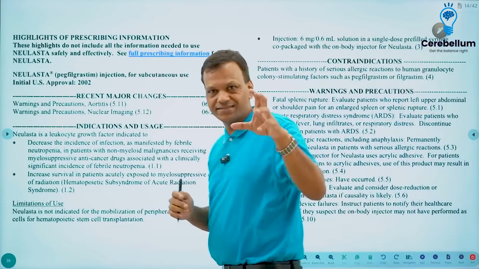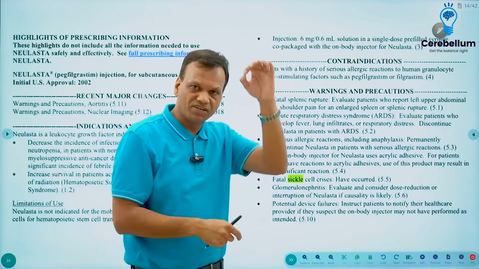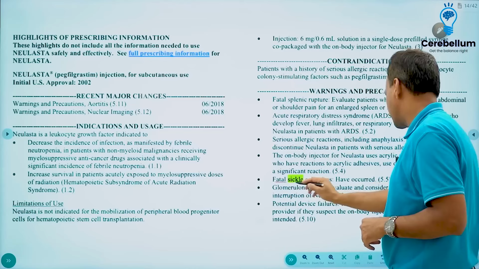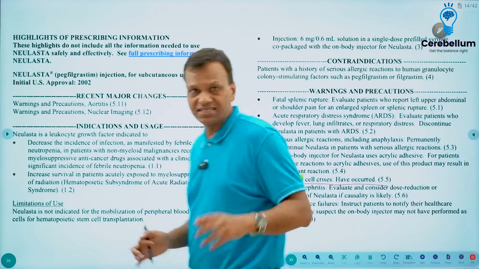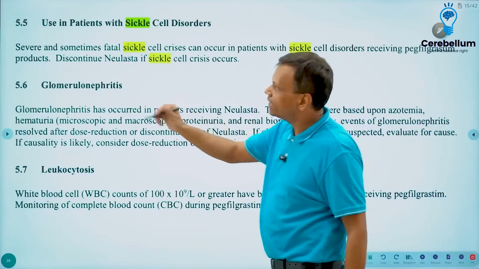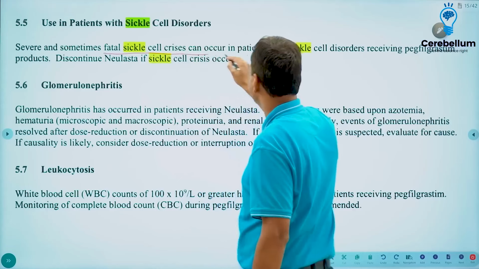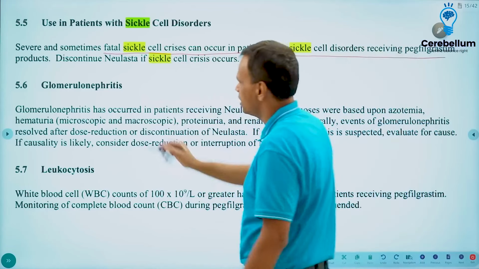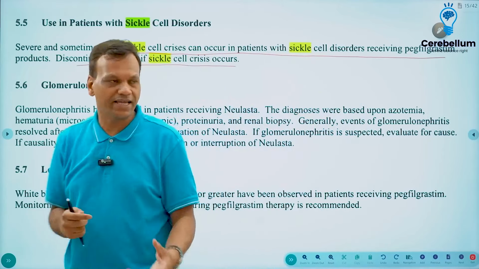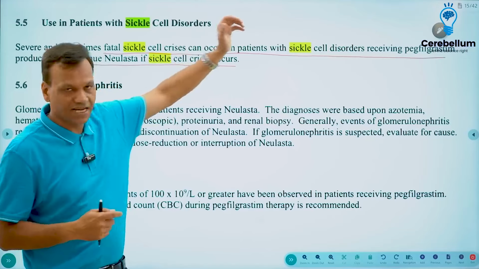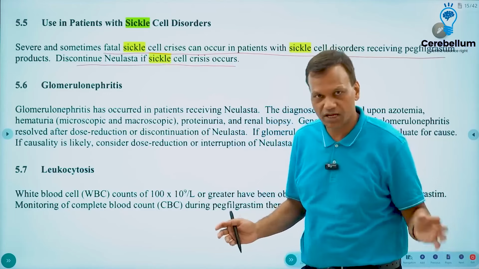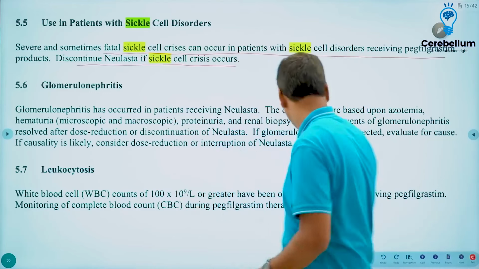So this is the package insert of PEG-Filgrastim, the paper which comes along with the drug itself. So that package insert is saying that fatal sickle cell crisis have occurred. That means it can cause sickle cell crisis, but from the same package insert, it is written later on in detail that severe and sometimes fatal sickle cell crisis can occur in patients with sickle cell disorder receiving PEG-Filgrastim. Discontinue this if sickle cell crisis occurs. So that means clearly they are telling they can be used in sickle cell anemia, but whenever this crisis occurs, we need to stop them. So they should be given carefully. They are not contraindicated. Okay, so this controversy is also crushed, right? So let's move to next question.